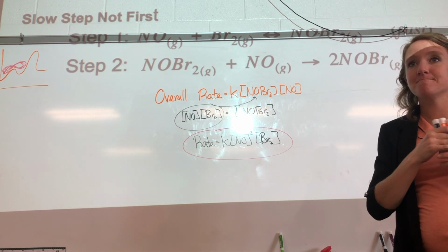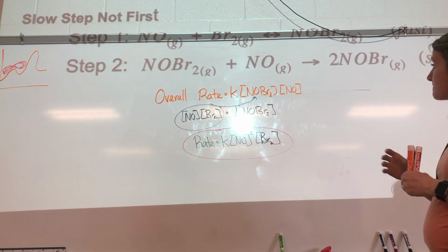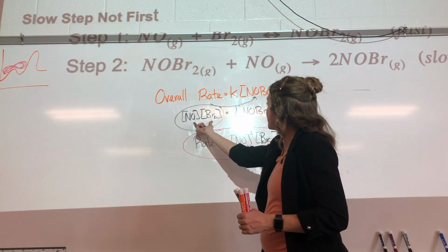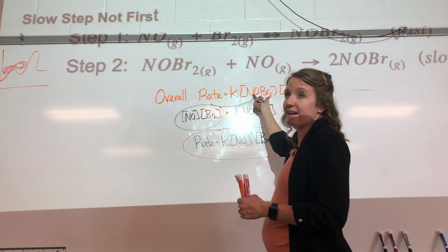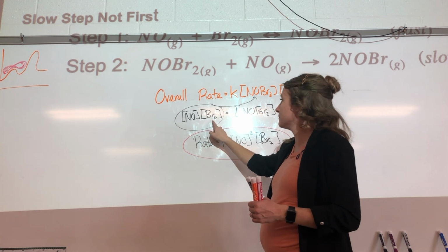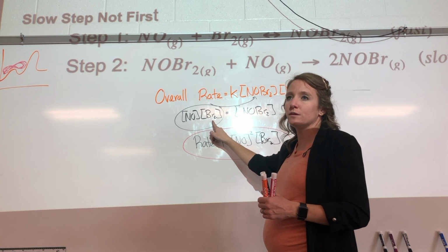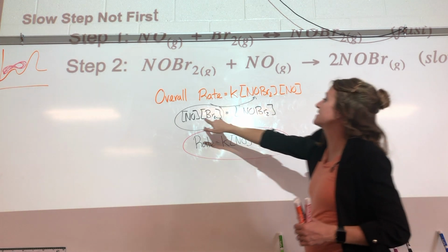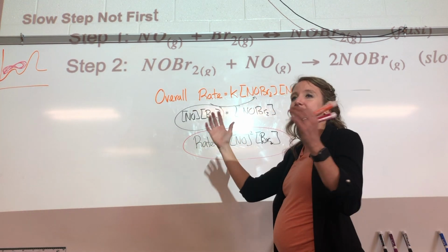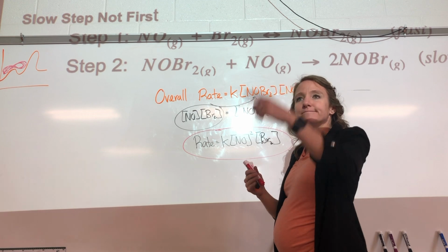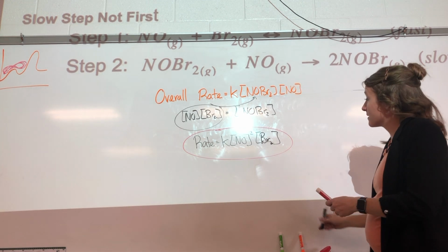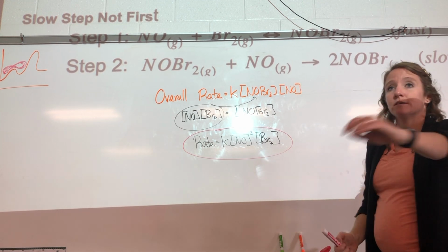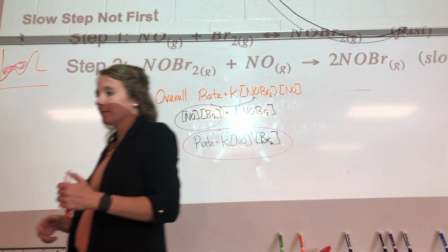Sydney, did you have a question? Why isn't it Br2 squared? So I substituted this into here, and so we just have one Br2. Why is there two NOs? Because this one had an NO, and then we substituted in another NO and then combined them together.